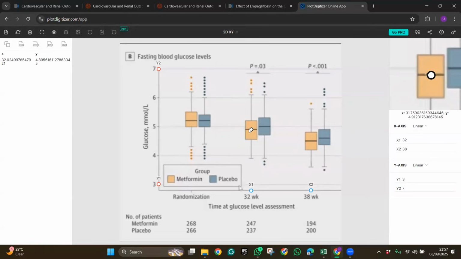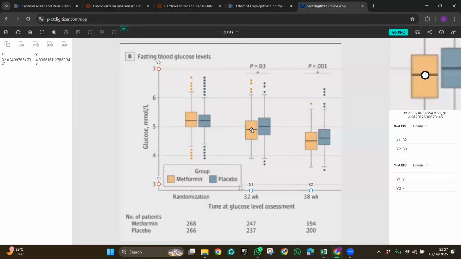So this is the mean, right? And these are my, can you guys see these lines? These are the upper limit and the lower limit for this particular metformin group, okay? If I subtract the mean from the upper limit, I'll get the standard deviation, okay?